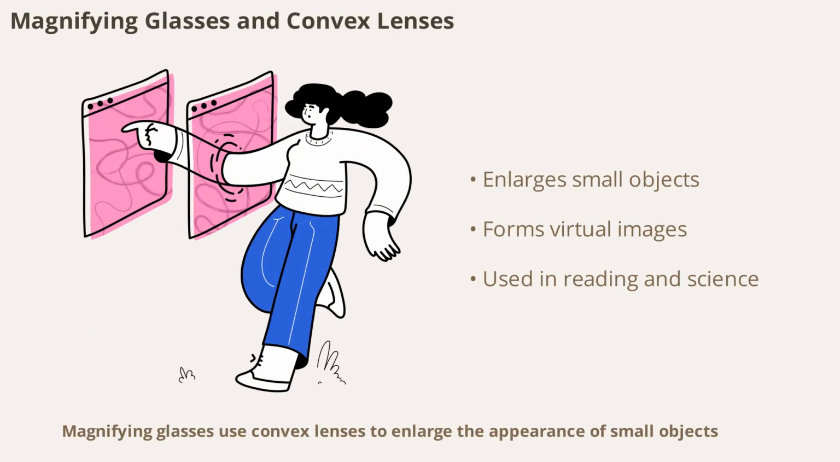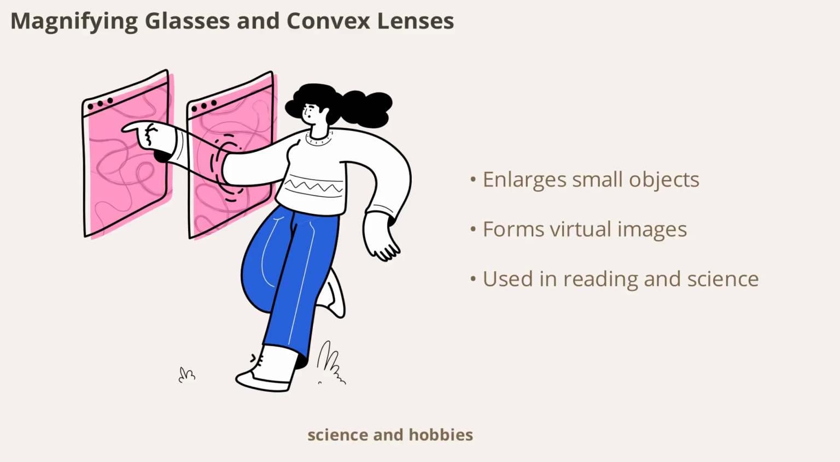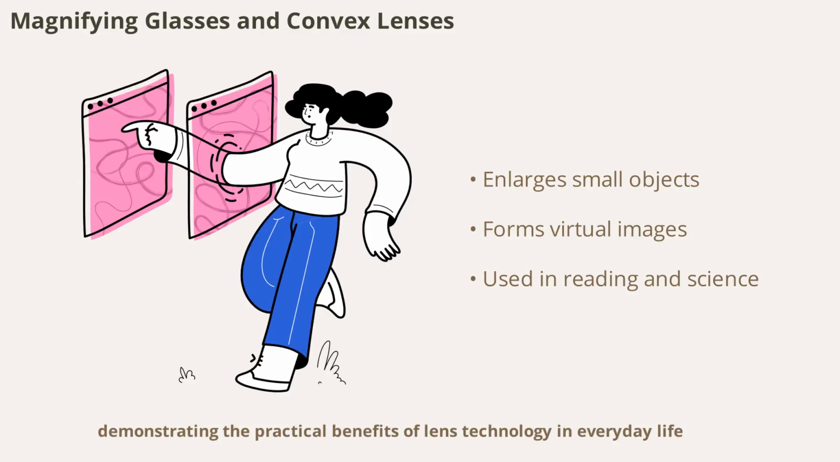Magnifying glasses use convex lenses to enlarge the appearance of small objects. By bringing the object within the focal length of the lens, a large, upright virtual image is formed. This simple tool is widely used in reading, science, and hobbies, demonstrating the practical benefits of lens technology in everyday life.